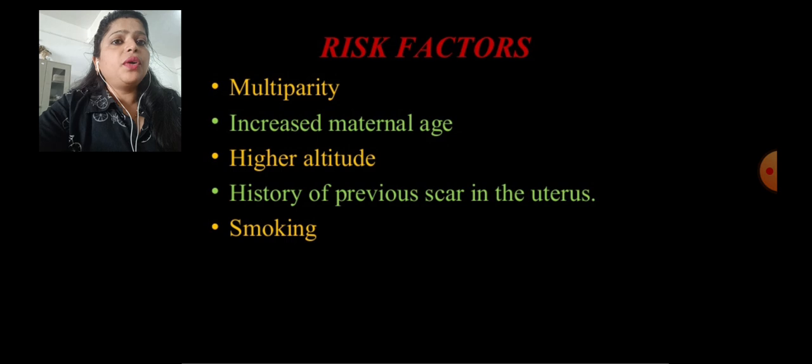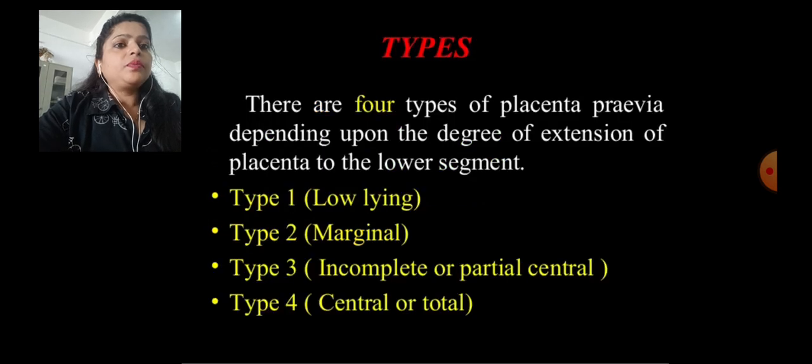Then the fourth point is history of previous scar in the uterus. If in the first pregnancy the female conceived and the baby was delivered by cesarean section, there may be a scar in the uterus, and in the next pregnancy also, when the placenta is getting implanted, it gets implanted in the scar region, and because of that, again there is a reason for placenta previa. And the last one is smoking. Smoking is also a factor which leads to placenta previa.